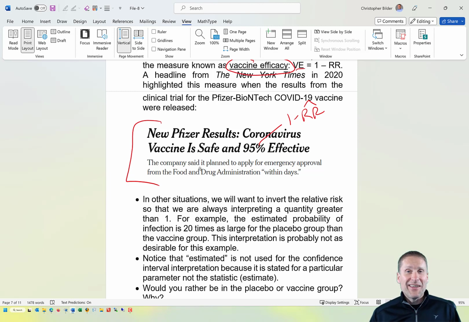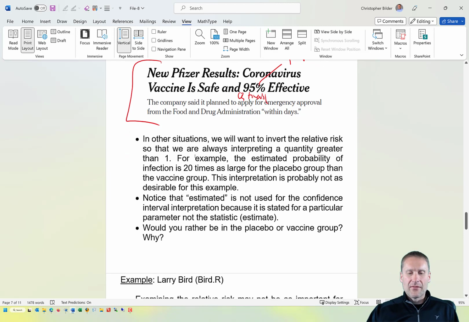Now, of course, I would like the New York Times to state that this is safe and estimated to be 95% effective. That would have been a more precise way to word this, but they just chose to say it this way. You will even find that some of these news media outlets were actually stating the corresponding confidence interval as well. Very often, though, they won't say it's like 95% confidence. They just say, well, the vaccine efficacy would be between 0.9 and 0.98, or 90% to 98%. Okay.